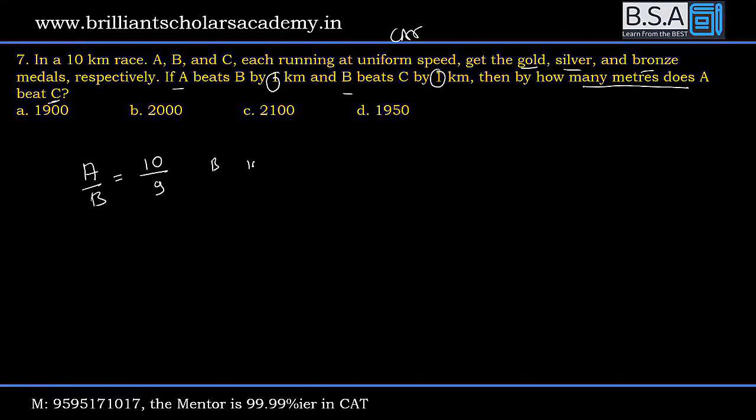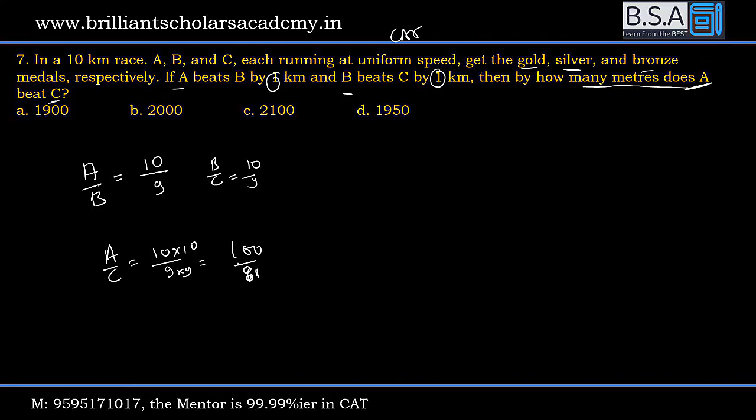B travels 10 kilometers. C travels 9. So what about A and C? A upon C will be 10 into 10 upon 9 into 9, which is 100 upon 81. So the question is, by how many meters does A beat C?